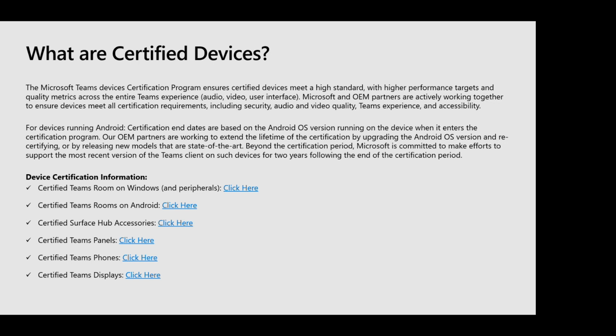I want you to take note of everything that says click here. You can actually click on that, and it should bring you to those pages that will teach you about that device certification information, right? And so we have certified devices on certified Teams rooms on Windows, on Android. We have Surface Hub. We have certified Teams panels, certified Teams phones, and then certified Teams displays. Clicking on those links is going to be your best way to get the information on that. And additionally, if you need any information after that, or if you need something clarified, you can always reach out to us here at Fast Track.